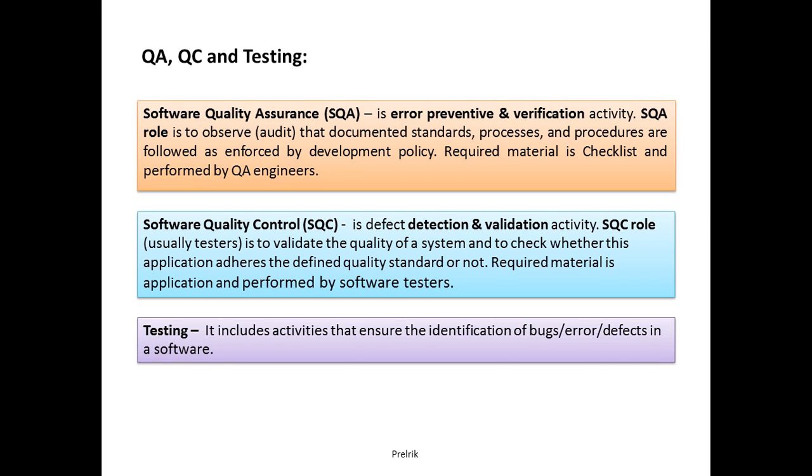that ensure the identification of bugs, errors, defects in software. So I'll explain it again. What is QA? QA is a verification process during the SDLC phase. It's monitoring and improving the SDLC process. And QC is to validate the product once the code has been done, and testing is a process of finding bugs and errors. Okay, I'll explain it in a much better way in a further slide, when I explain the software testing types.